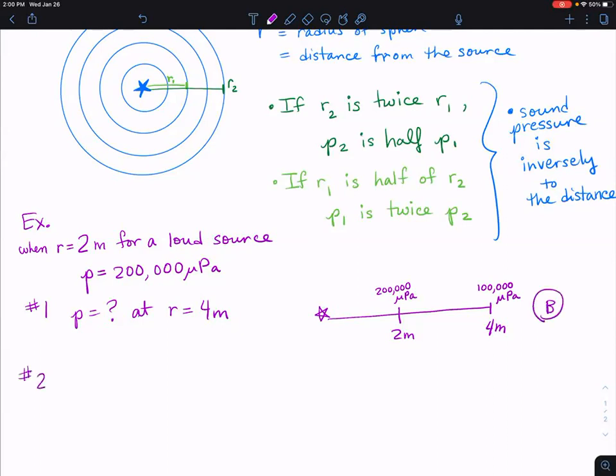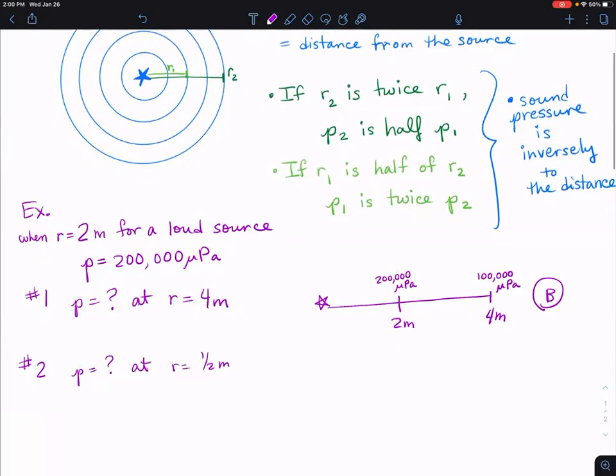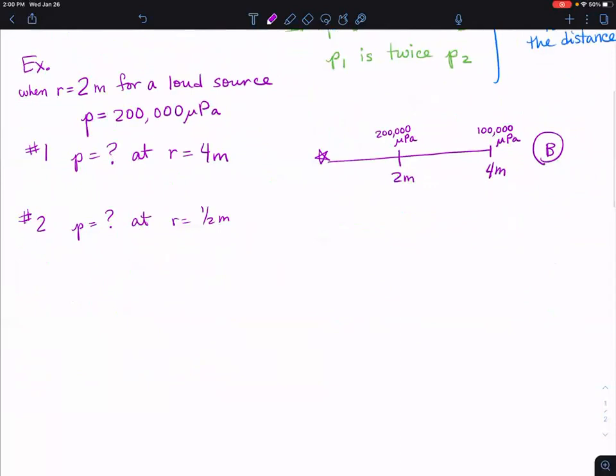Number 2 says, what is the pressure at half a meter? Okay, I'm going to go ahead and draw this a little bit bigger now. Let's say 8 meters is out here, and then 4 meters would be half of that, and then 2 meters would be half of that, and then 1 meter would be half of that, and then a half a meter would be half of that.